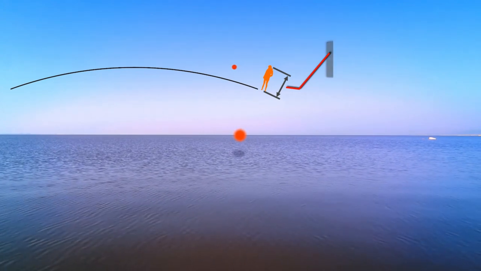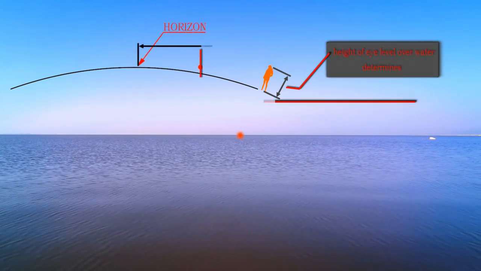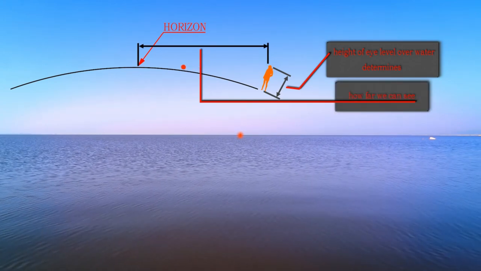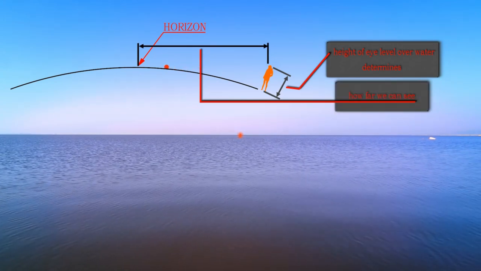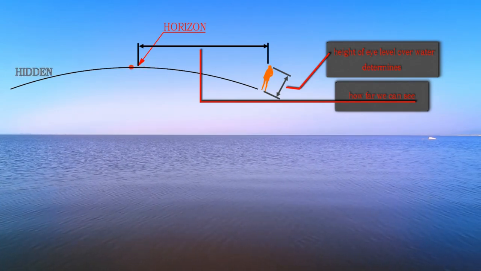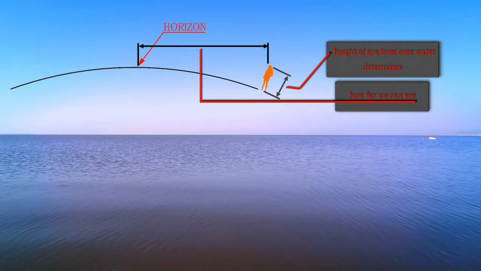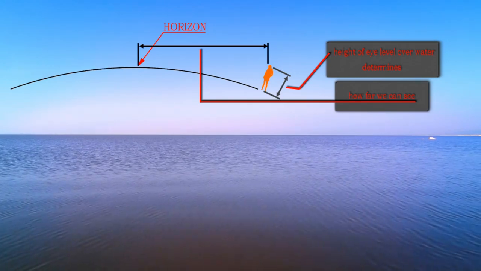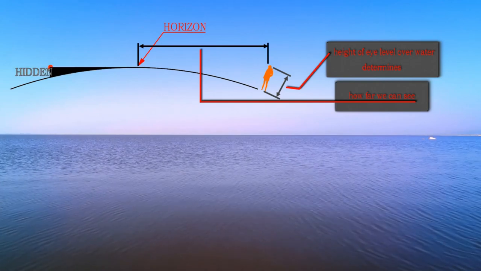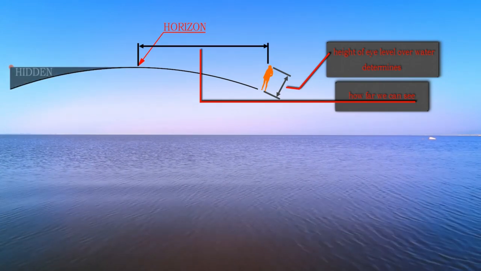When we stand by a lake or the ocean in the curved surface model, the height of our eye level above the surface of the water determines just how far we can see before the convex shape of the water would begin hiding objects from our view. The point where our line of sight would be blocked by the water is called the horizon. So the distance to the horizon would be determined by the height of our eyes or camera above the surface of the water.